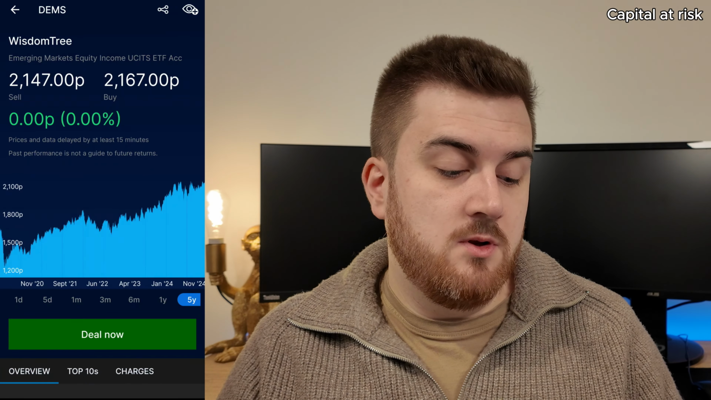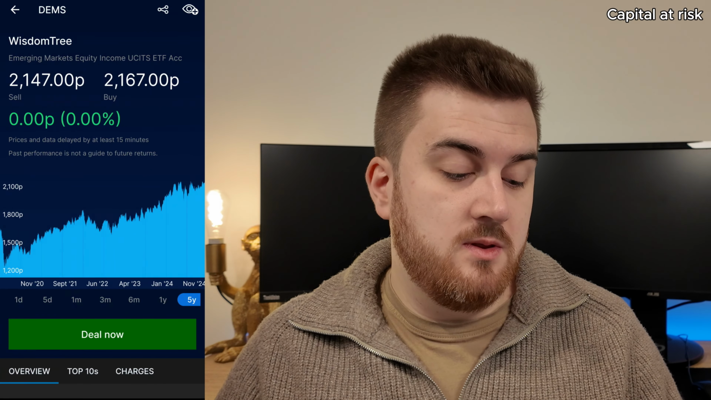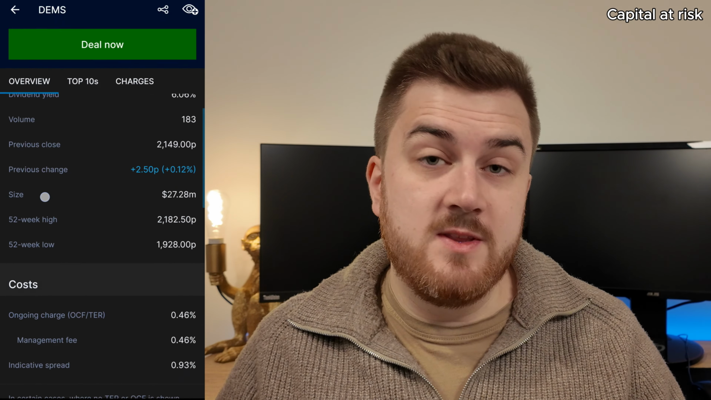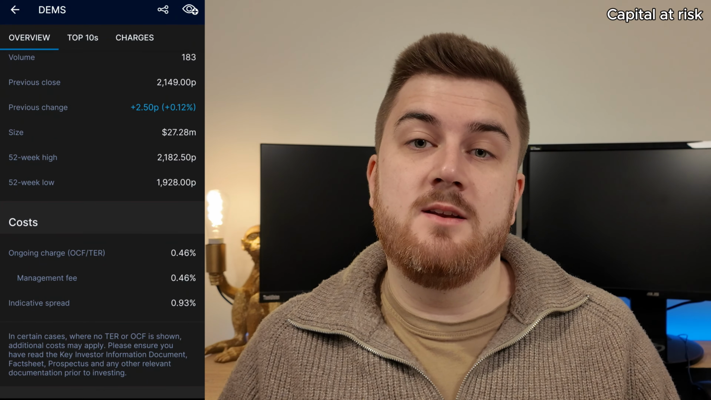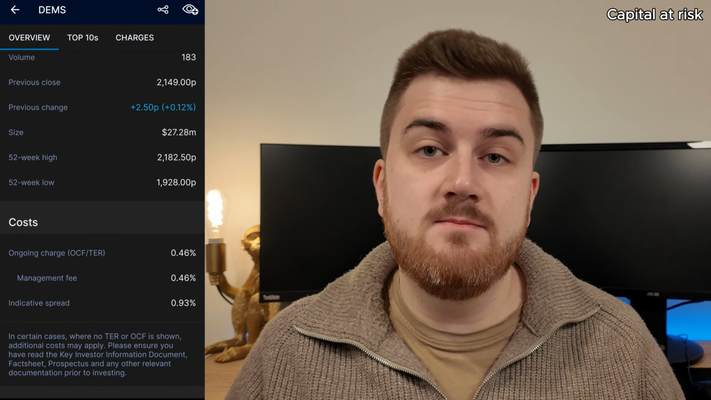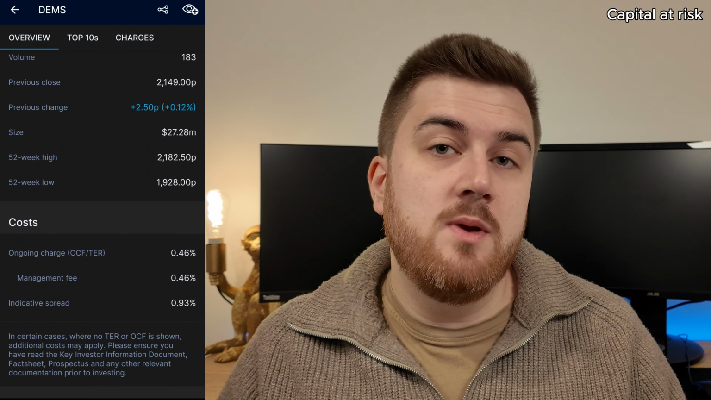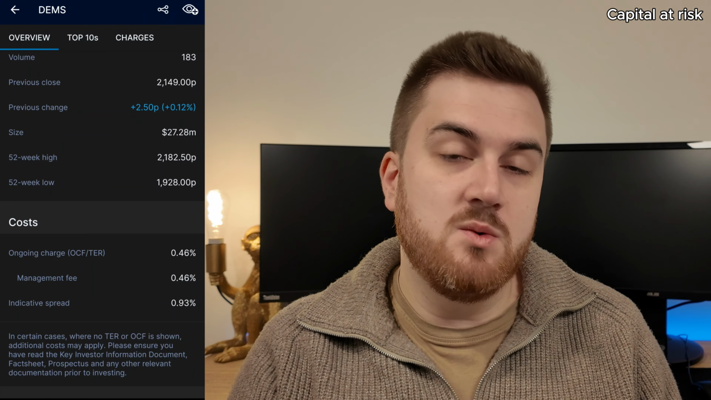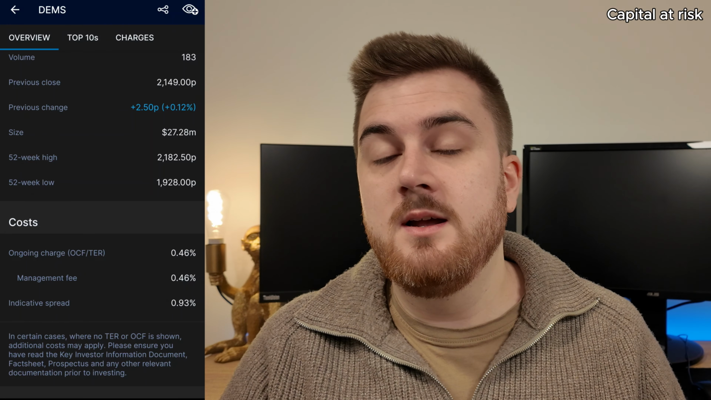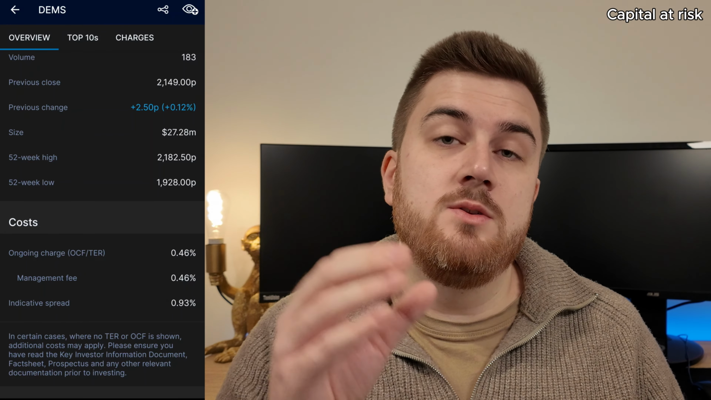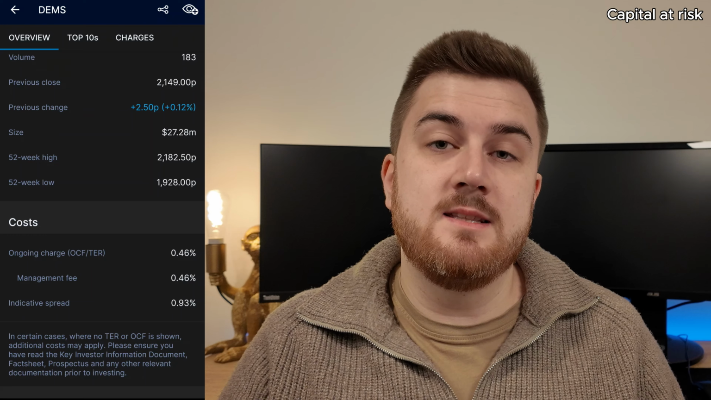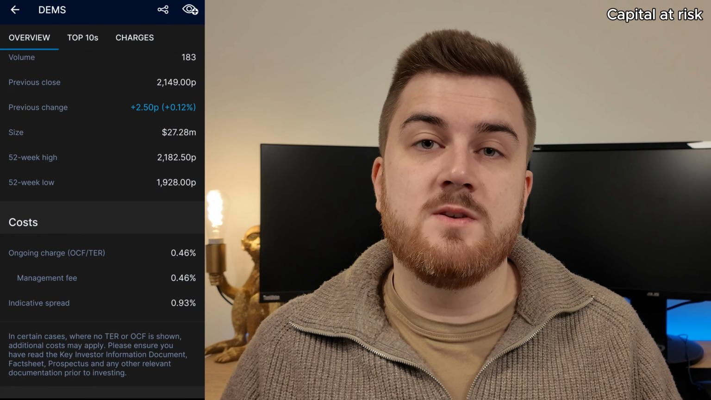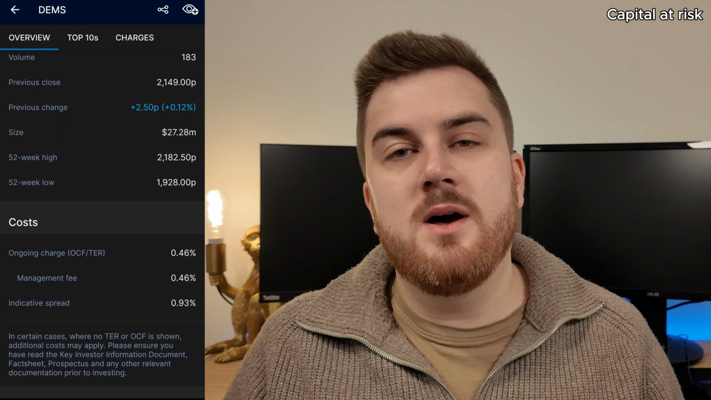For comparison, let's have a look at an emerging markets ETF, which is less popular, WisdomTree Emerging Markets. We scroll down, we can see the indicative spread for this one is 0.93%. That is very significant. So if you bought some shares in this ETF and you're immediately down by 0.9%, now you know why. It's because this one has a wider bid offer spread, it's less popular, there are fewer transactions going through, and the underlying stocks of the ETF are less liquid. All those things together mean that this ETF has a wider bid offer spread, and it's good to know this when buying less popular ETFs.